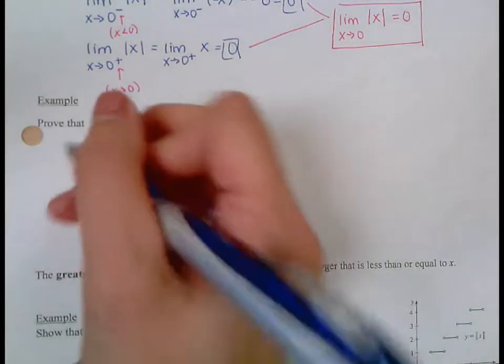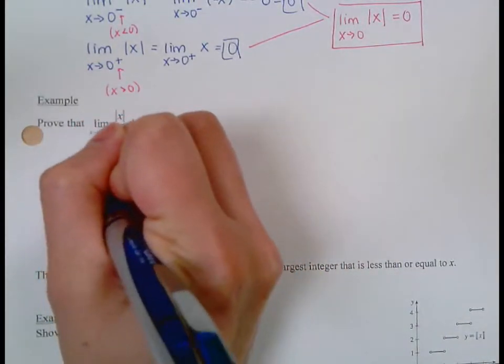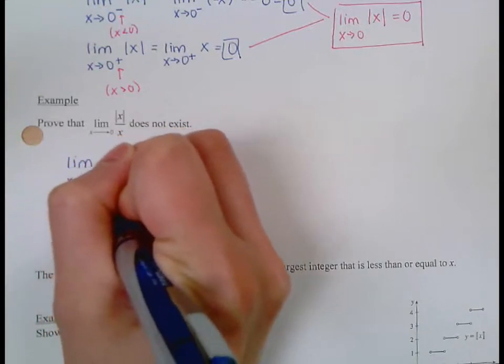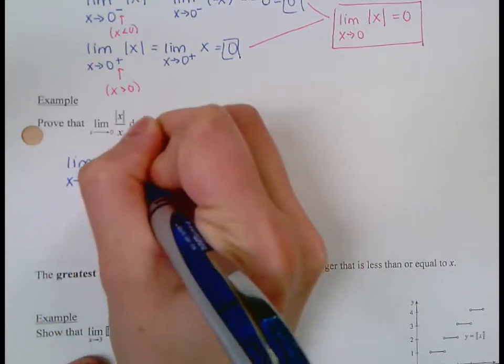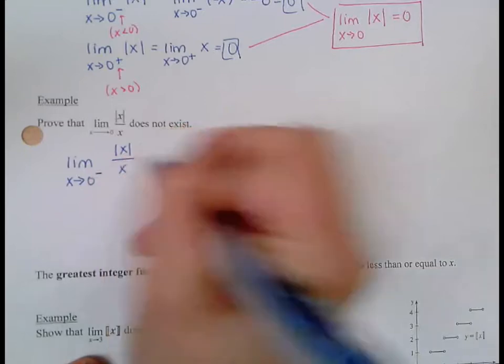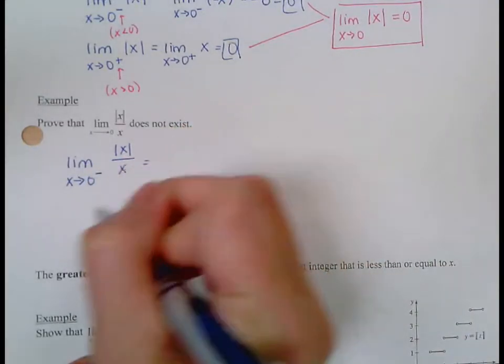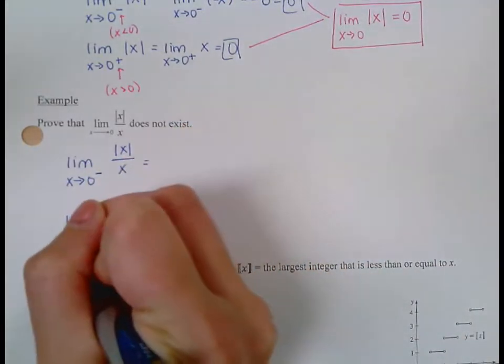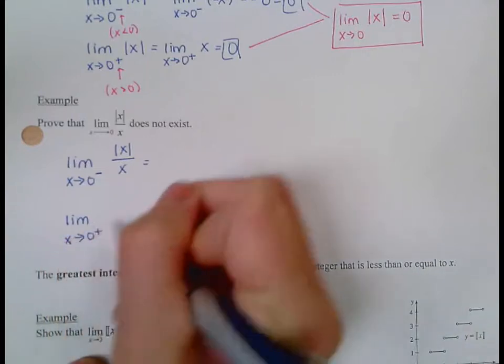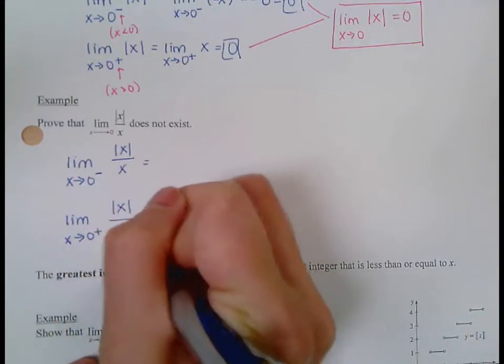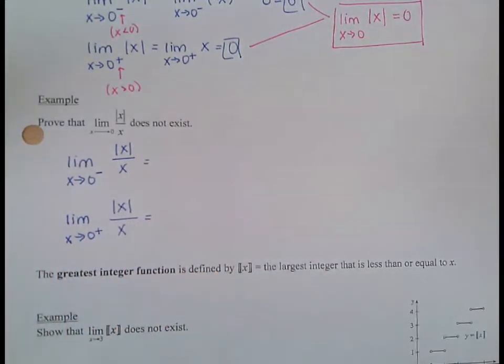So again, because our limit involves absolute value, and absolute value is a piecewise function, we have to find the two one-sided limits. So I'm going to need to find the limit as x approaches 0 from the left of the absolute value of x over x, and also the limit as x approaches 0 from the right of the absolute value of x over x.